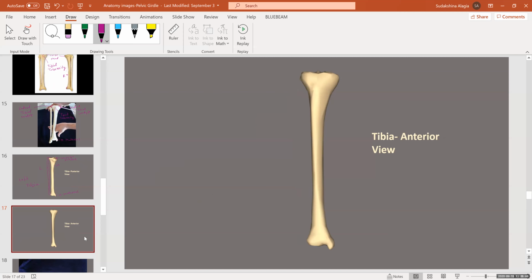Tibia anterior view. Medial malleolus. Which tibia is this? Left or right?